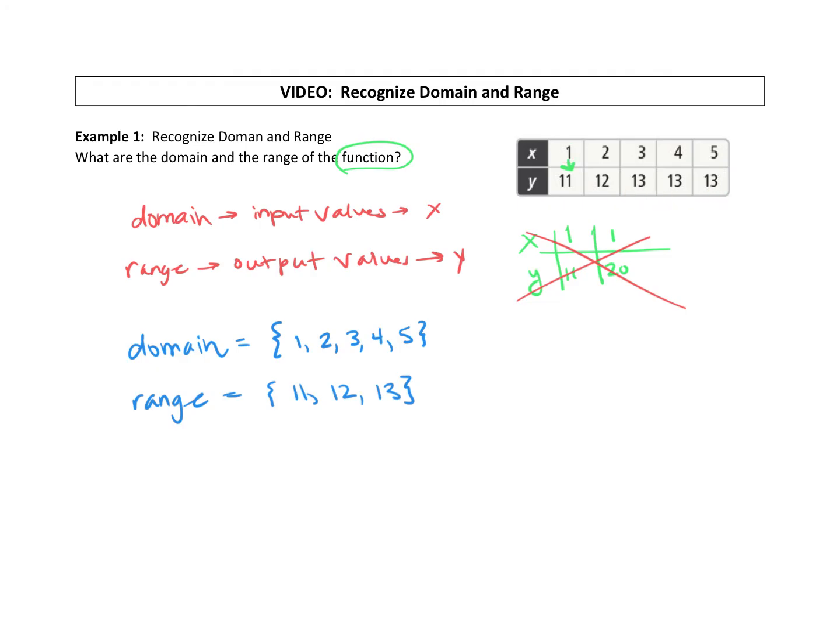Each input is giving back one output. I'm not inputting an 11 and getting back two different y values. I input a 2, I get back a 12. I don't input a 2 a second time and get back a different number. So this is a function. This down here, what I just showed, would not be a function.